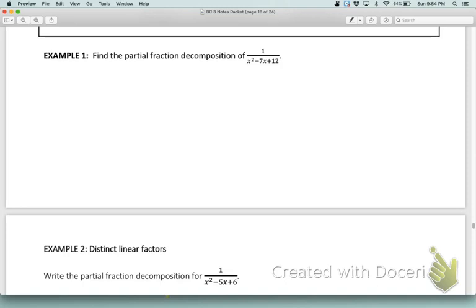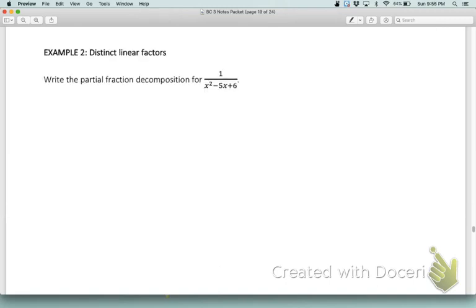Okay, so this one is very similar. This is going to be another one that has distinct linear factors, meaning they're different. So here's another one. We are going to start by factoring the denominator. So we will start by rewriting this. Our numerator is 1 again. That's nice. Over x squared minus 5x plus 6, which is going to factor into x minus 2 and x minus 3.